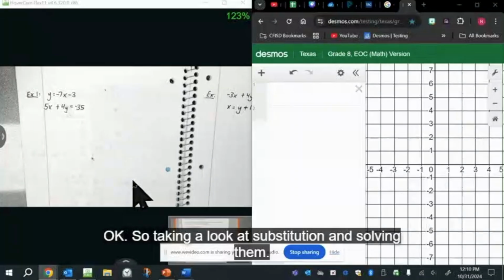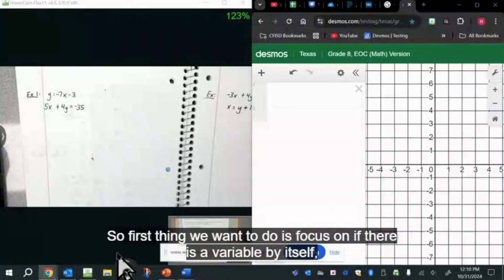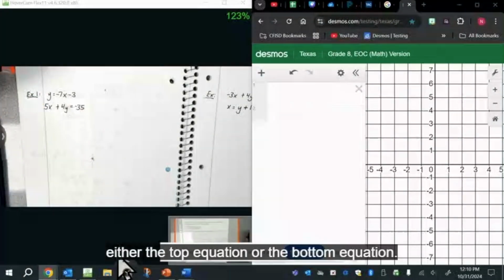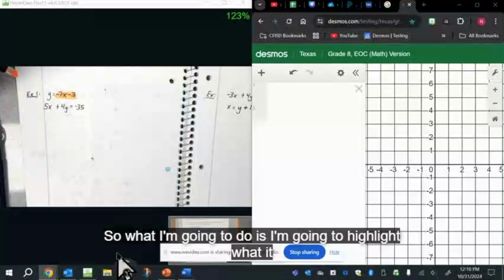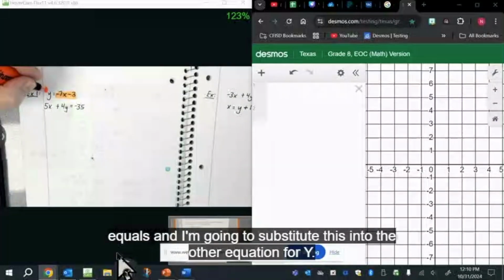Okay, so taking a look at substitution and solving them. So first thing we want to do is focus on if there is a variable by itself, either the top equation or the bottom equation. What we should notice is that the top equation has a variable by itself. So what I'm going to do is highlight what it equals, and I'm going to substitute this into the other equation for y.